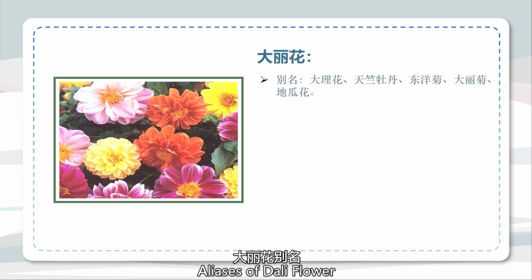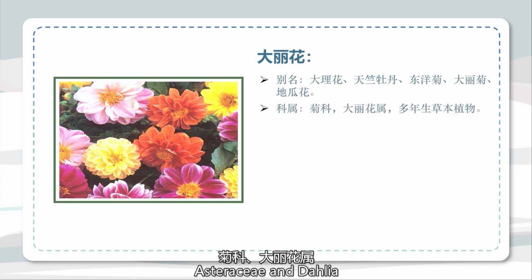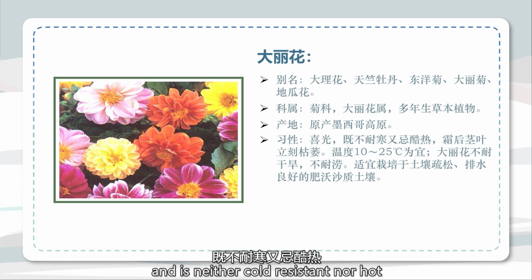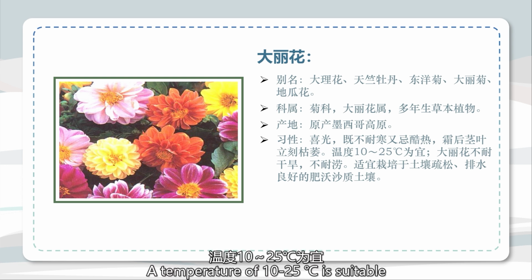Aliases of dahlia flower, also known as dahlia flower, 天竺 peony, oriental chrysanthemum, 大丽 chrysanthemum, sweet potato flower, Asteraceae, and dahlia, are perennial herbaceous plants, native to the highlands of Mexico. It prefers light and is neither cold-resistant nor hot. Its stems and leaves wither immediately after frost. A temperature of 10 to 25 degrees Celsius is suitable.